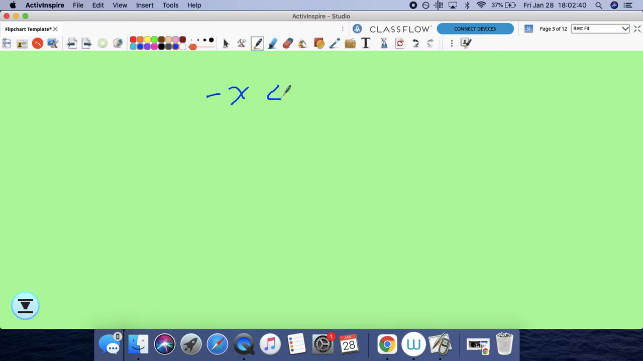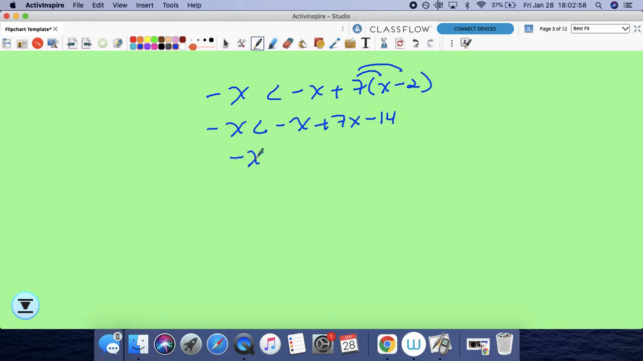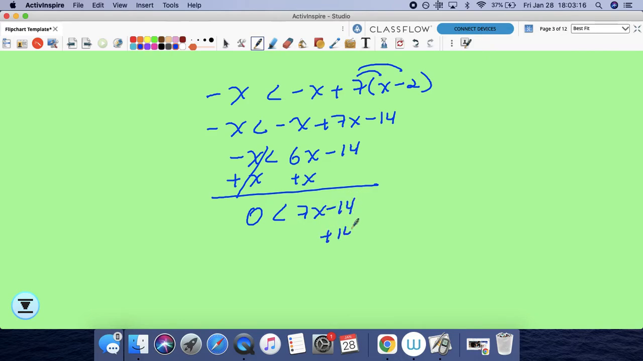Negative x less or equal to negative x plus 7x minus 2. So this is one where I want to pick 0 if possible. So negative x less or equal to, distribute properly, I get plus 7x minus 14. I combine like terms, and this becomes 6x minus 14. I have variables on both sides, and one of them I want to throw away. I'm going to throw out the negative x, plus x here, plus x here. This goes away. I get 0, and this becomes 7x minus 14. I add 14 to both sides.